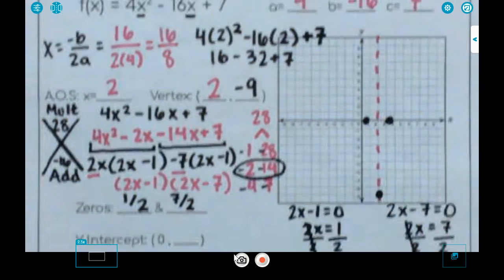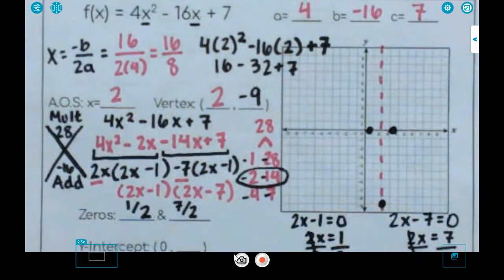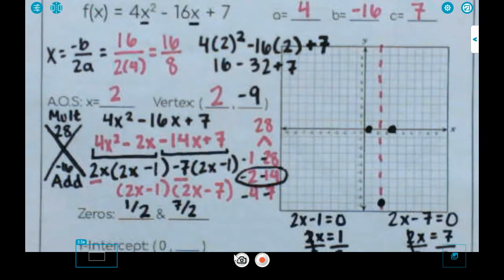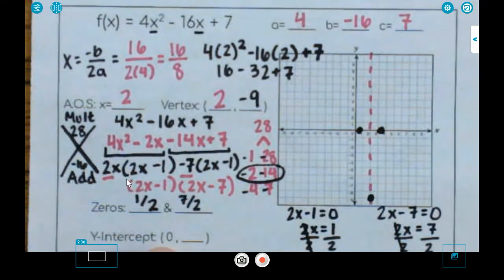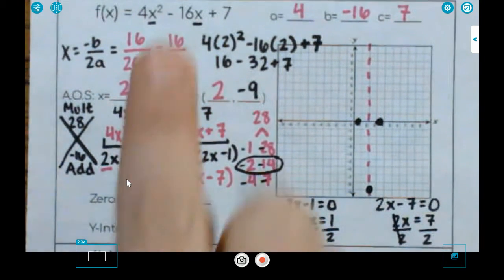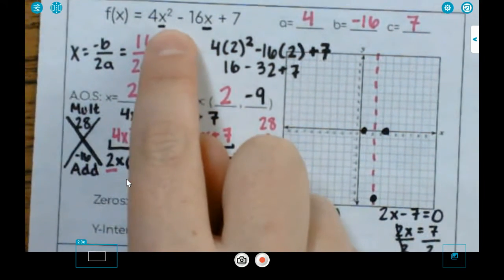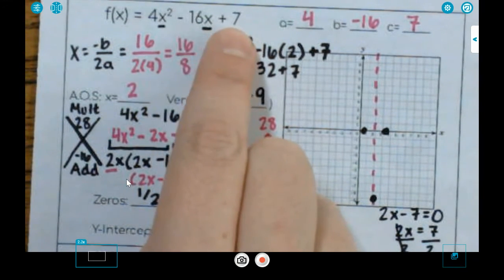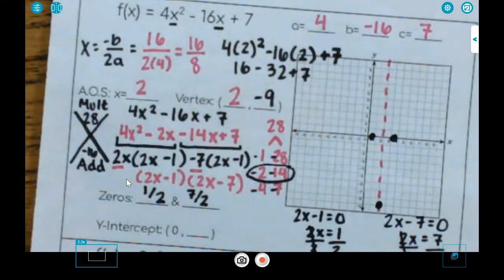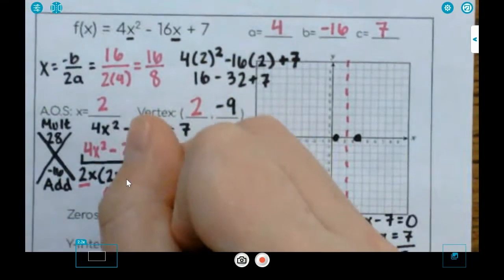Okay, so last step is to find our y-intercept. Our y-intercept is always going to be our c value, just like it was in 7.5 on Monday. The reason why our y-intercept is our c value is because if I were to plug in 0, I would do 4 times 0 squared, which is 0, minus 16 times 0, which is 0, plus 7. So my y-intercept is always going to be just 7.